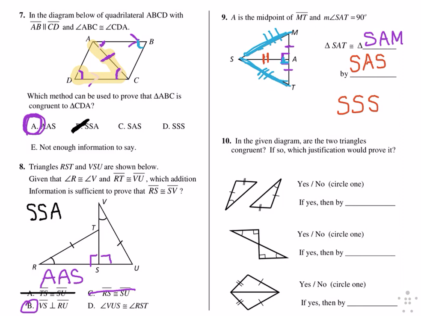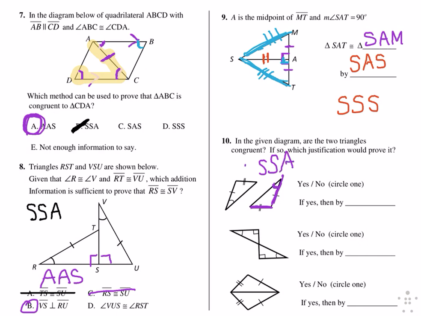Number 10 says, in the given diagram, are the two triangles congruent? If so, which justification would prove it? So if we look at the first one, what information is given to us? Actually, I'm going to start out with the side. Okay, so here we have a side going to another side, and then finishing off right here at an angle.